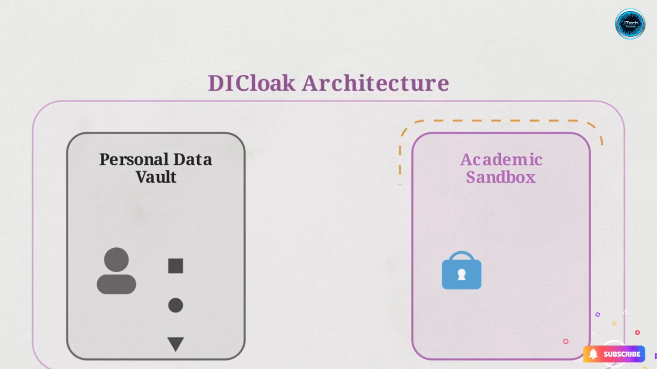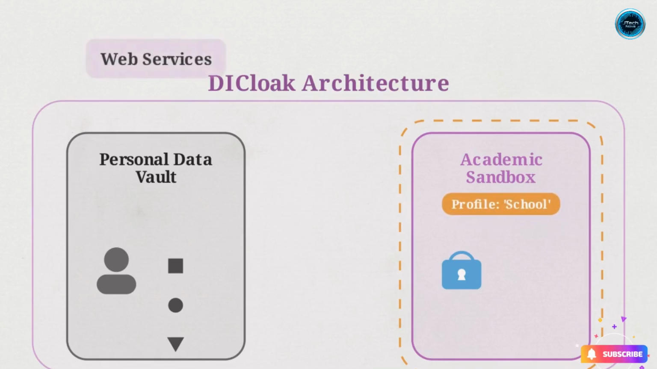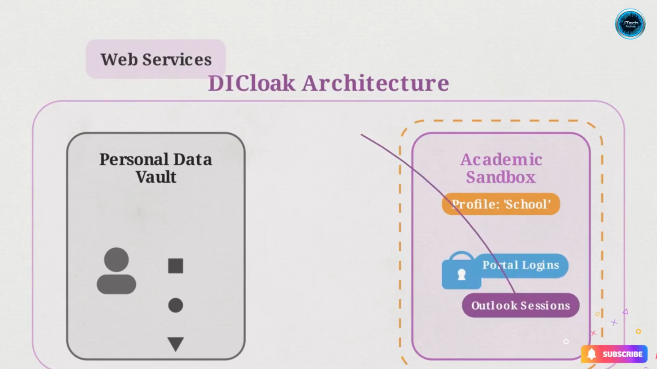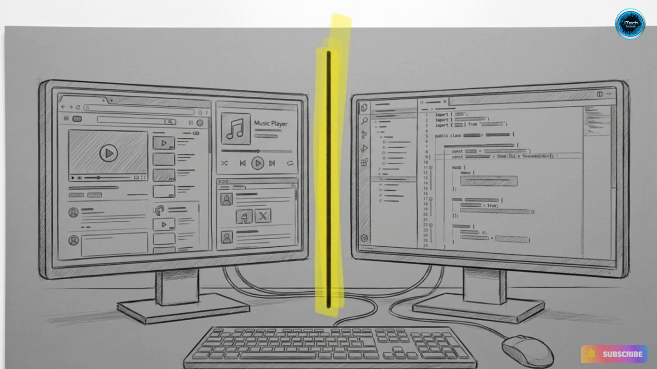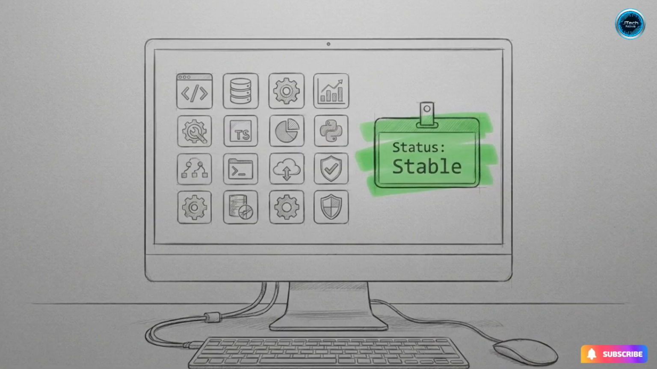To set this up, you open the DI Cloak architecture and create a dedicated ring-fenced profile named School. You will route all your university portal logins, Outlook sessions, and verification links strictly through this specific profile. Proper digital ecosystem isolation prevents those automated security flags from ever deploying. It transforms a simple logging process into a stable, long-term approach for managing your professional resources.